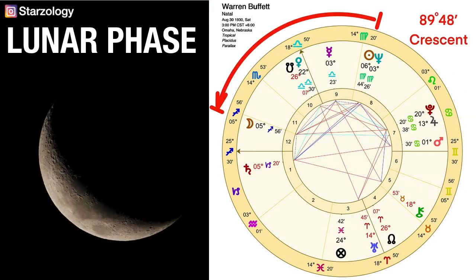We then consider the lunar phase, and there are 8 lunar phases, and so if the Moon's position has moved away less than 90 degrees to the Sun, as you can see, it's 89 degrees 48 minutes, it is still in the crescent phase, and that would be the lunar phase for interpretation in this natal chart.